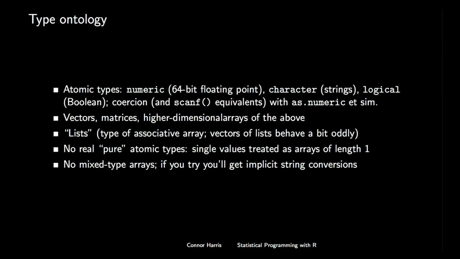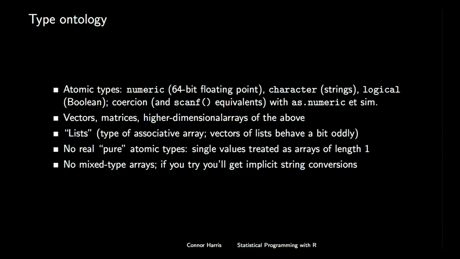If you call, for example, as.numeric on a string, it will try to read that string as a number, the same way that atoi and scanf do in C. If you call as.numeric on TRUE or FALSE, it will convert it to 1 or 0. If you call as.character on anything, it'll convert that into a string representation.